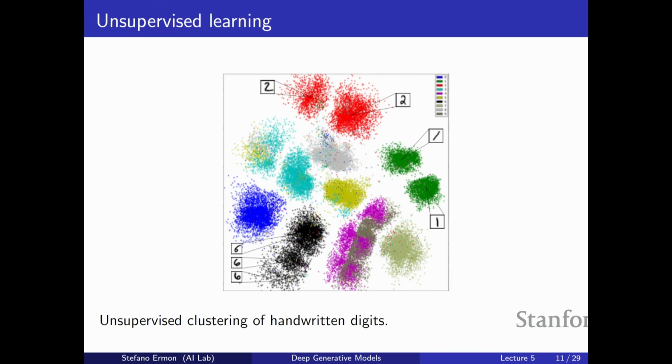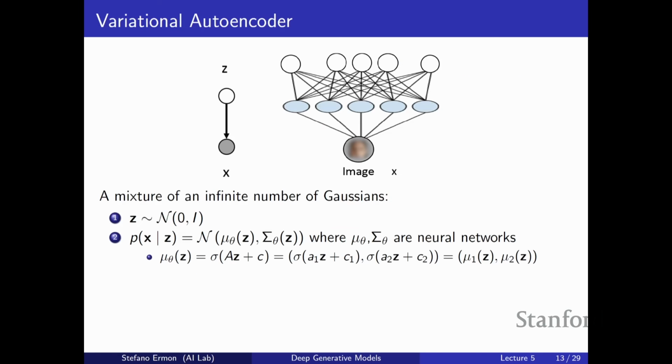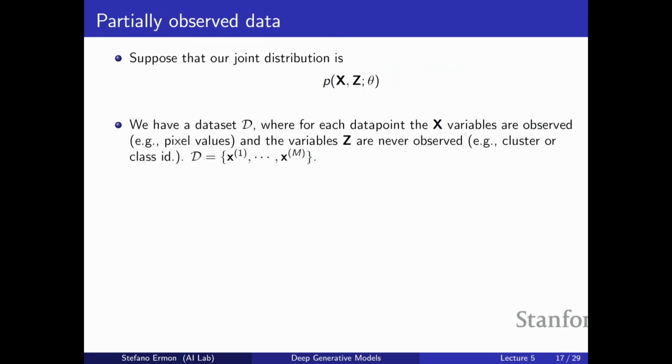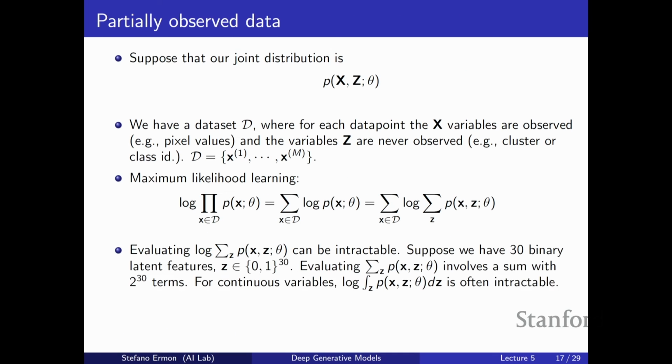Combinatorially many. Yes, that's the problem. If you have what I have here, if you have the 30 binary latent features, they can all be just 0, 1. Then you have 2 to the 30 different possible cluster assignments, and then you can't sum them up. Basically, that's the problem.